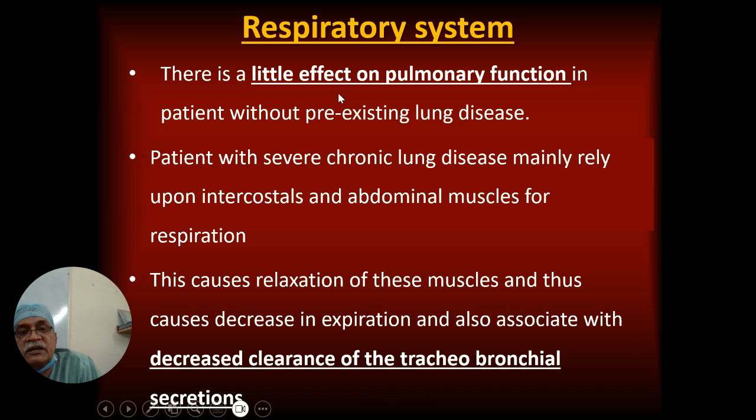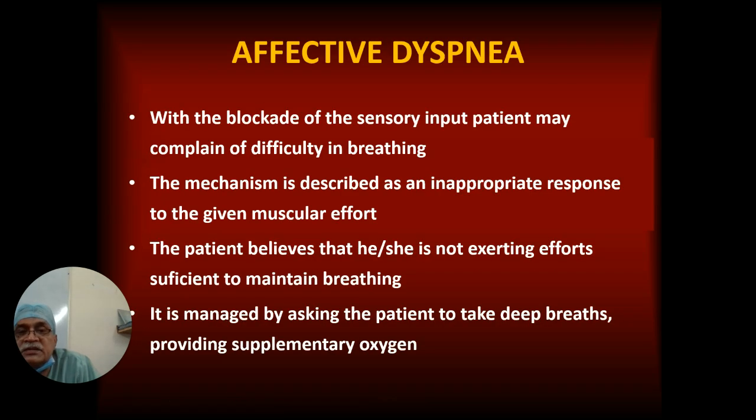Respiratory system: it has little effect on the pulmonary function, and patients with CVM mainly rely on intercostals and abdominal muscles for respiration. We should remember that the relaxation of these muscles decreases expiration and is associated with decreased clearance of tracheobronchial secretions.